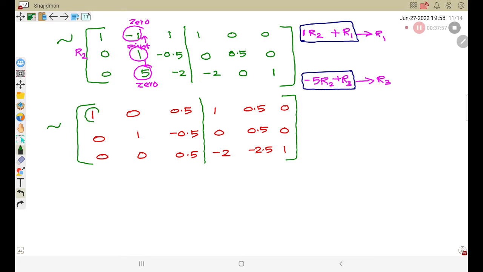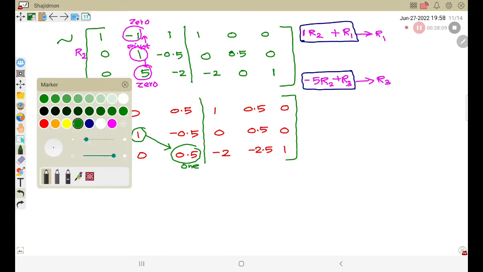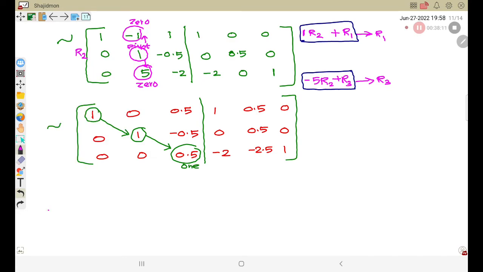So first number 1 here. Then we changed this number 1, down number 0, up number 0. Now we will go to this one. Here it should be 1 now. Okay, this position it should be 1. This is the next operation we need to do. Okay, that's why the procedure is a little lengthy.